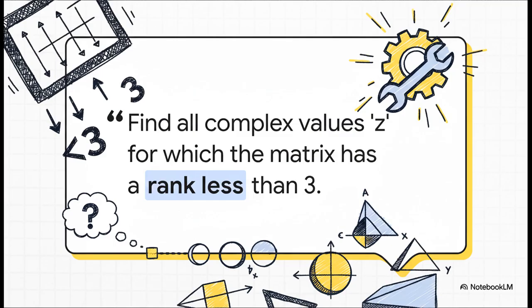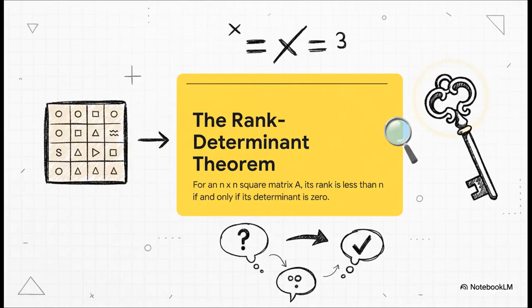Okay, now this is the core clue. The question lays out a very specific condition. The matrix has to have a rank less than 3. Now listen, that's not just a calculation instruction, it's a property. And that one little phrase is everything. It's the key that points us directly to the exact tool we need. And what is that tool? Well, it's the rank determinant theorem. This is a game changer.